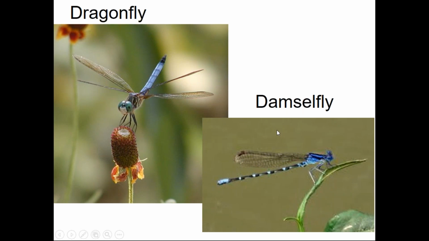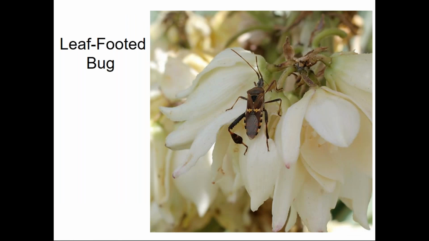Here's another true bug called a leaf-footed bug. So you can see there's a little swelling on the lower part of the leg that gives them the name leaf-footed bugs. There's that little triangle called the scutellum. And that flattened appearance makes them a true bug, hemipteran.